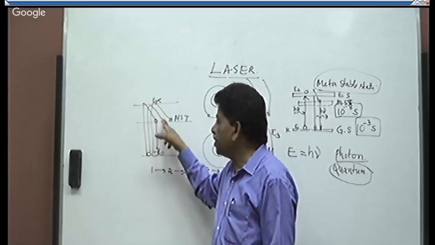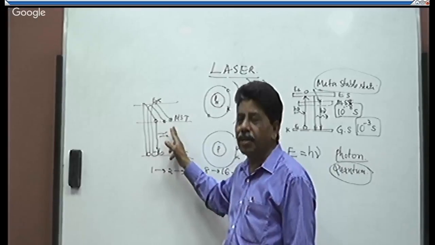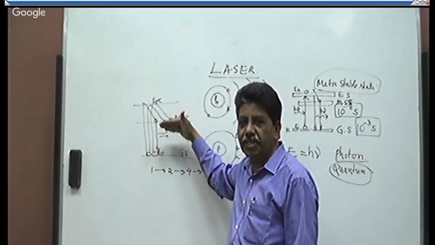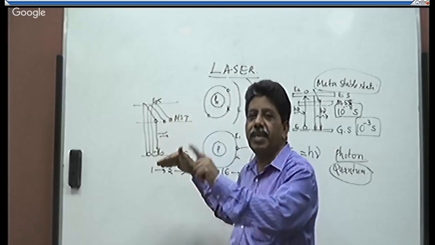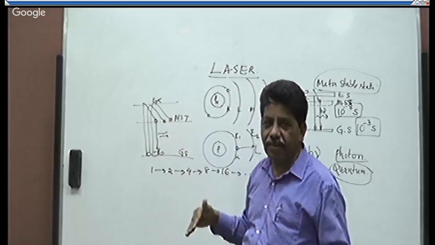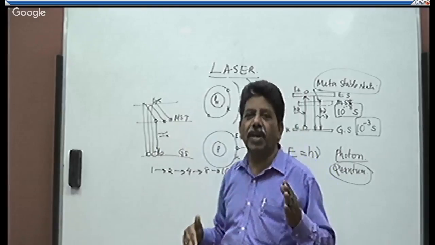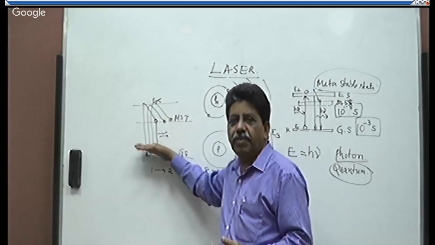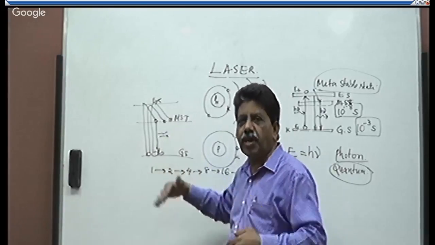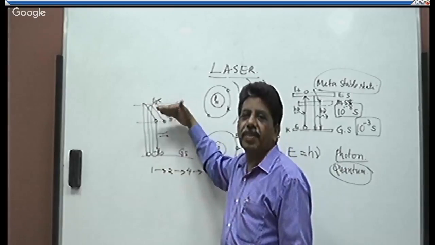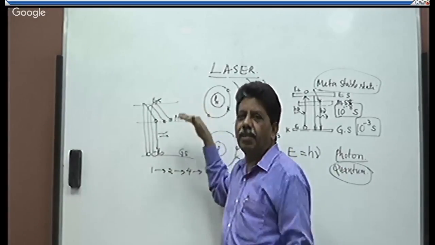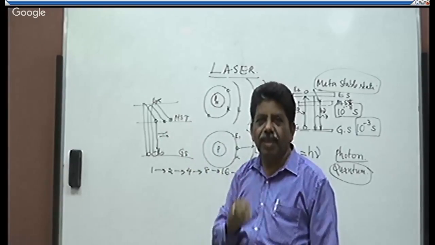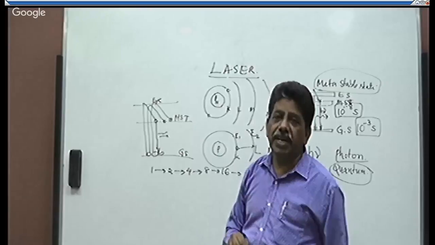So many more electrons, instead of the ground state, are made available in the metastable state, thereby laser activity is promoted or activated. Such a phenomenon we call population inversion. What is population inversion? Instead of keeping the electrons in the ground state, more and more electrons are taken to the excited state, and in turn they come to the metastable state. The phenomenon, the process, the method, we call population inversion.